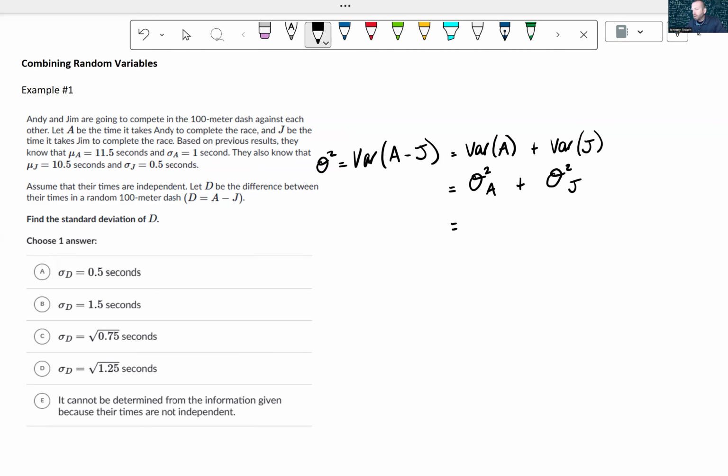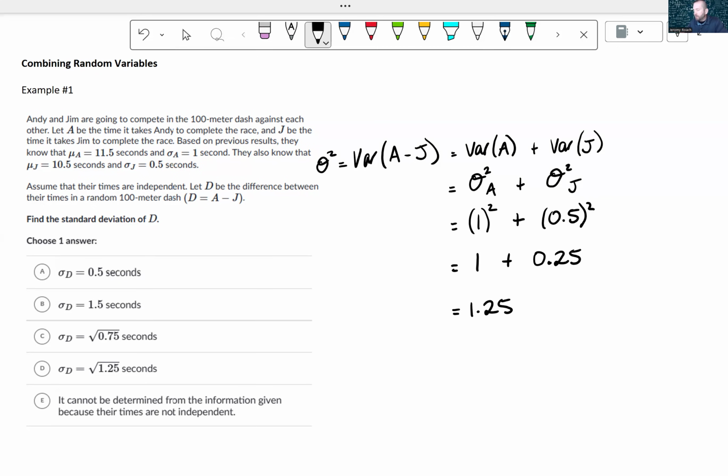Okay. So now we know what the standard deviation of A is. It tells us that that's 1 second. So we're just going to write 1 and then square it. The standard deviation of J is 0.5, and then we're going to square that. So now we have 1 plus 0.5 squared, which is 0.25. Okay, and so now we have 1.25.